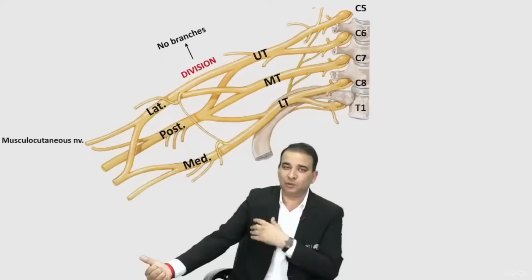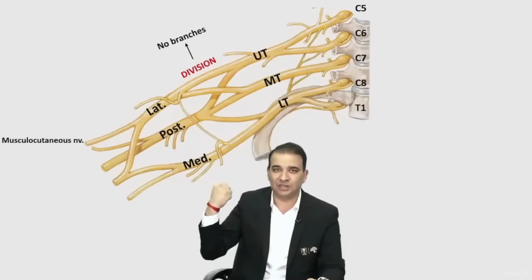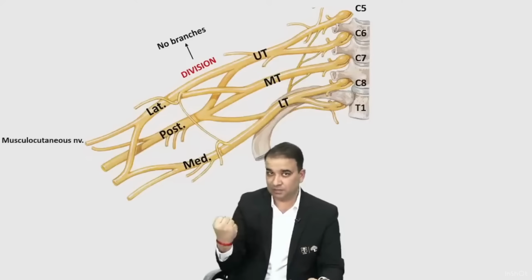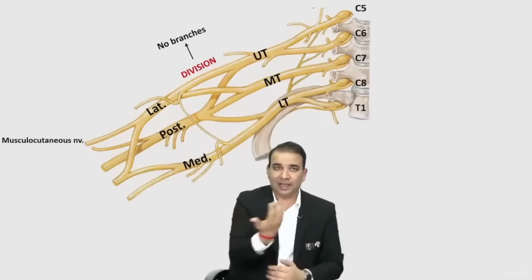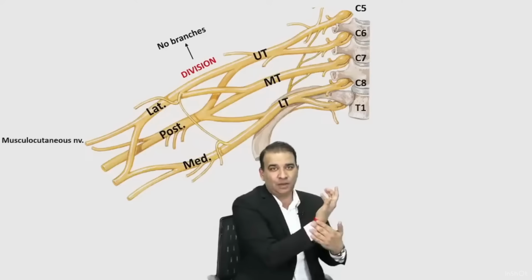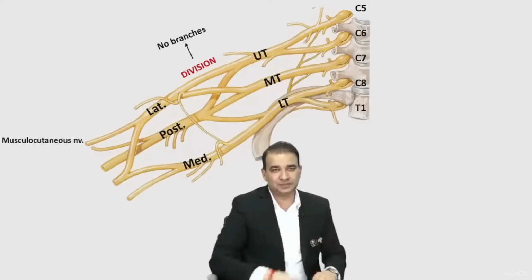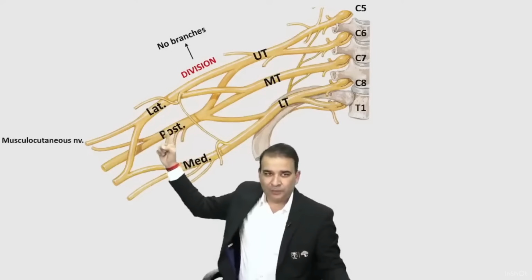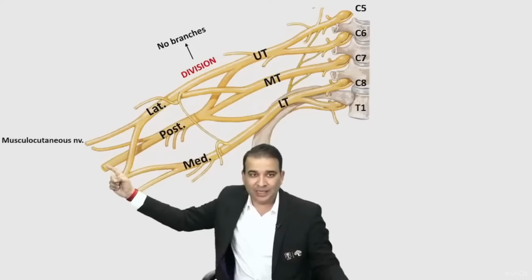If the musculocutaneous nerve is injured, the person will have difficulty in flexion of the elbow and difficulty in supination. Biceps is a very strong supinator, and there will be sensory loss on the lateral side of the forearm. Now the posterior cord: the continuation of the posterior cord is the radial nerve.